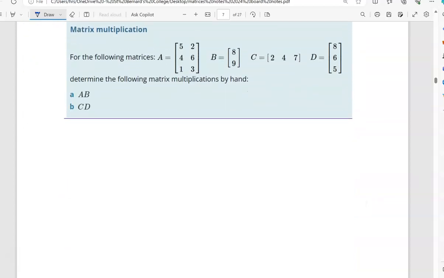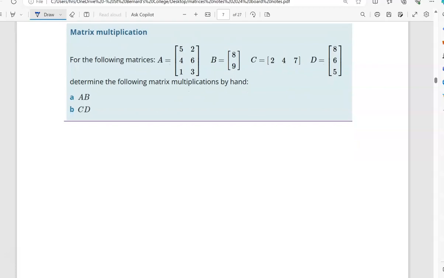So let's give this a go. So it says the following matrices. So probably good to put the orders up here. So A is 3 rows by 2 columns. B is 2 rows by 1 column. C is 1 row by 3 columns. And D is 3 rows by 1 column. So determine the following matrix multiplication by hand. So we want to manually do them.